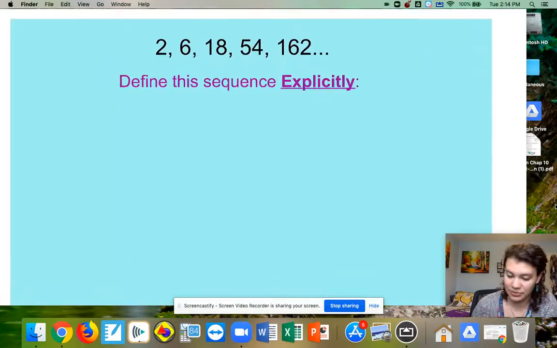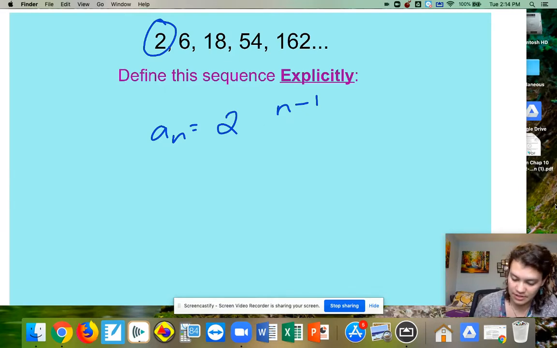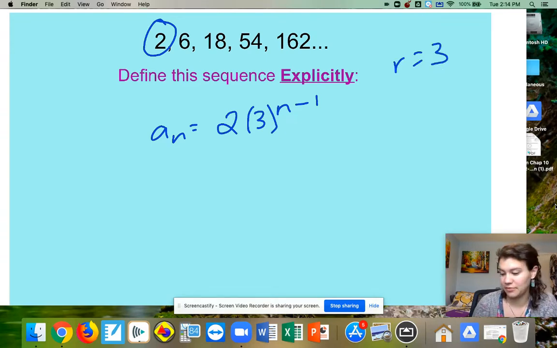So then if we were going to define the sequence explicitly, you take your first term, so 2, times r to the n minus 1, and then replace your r. So here, in this case, the r is 3. And that would be your explicit formula.